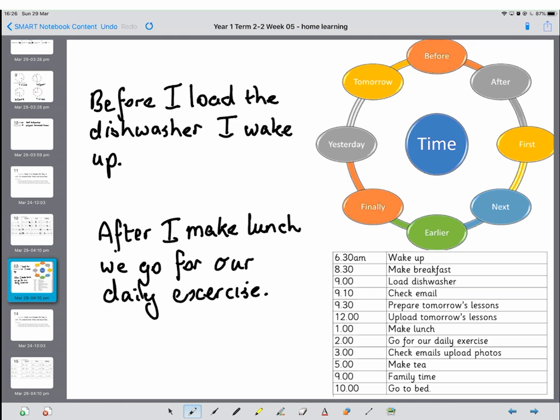Now grown-ups, it's up to you how many of these sentences you do and whether you do them all at once or you have little bursts throughout the day. But it would be great if you could use all the language, and you don't even have to write it down. Your child could just tell you sentences, but it would be a good idea if they do write down the word they're using each time.